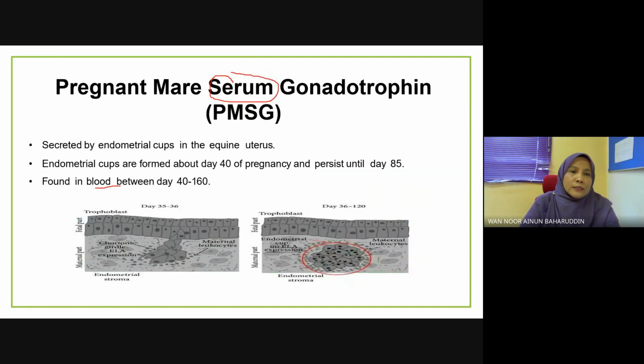It is secreted by endometrial cups in the equine's uterus, and endometrial cups are formed about day 40 of pregnancy and persist until day 85. So it means almost after 1 month of pregnancy up to 3 months of it.